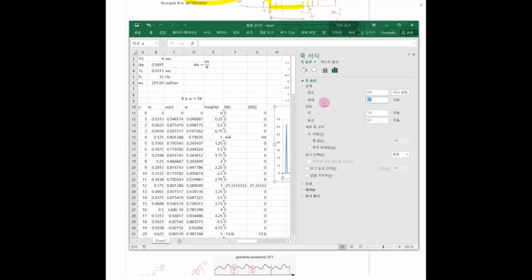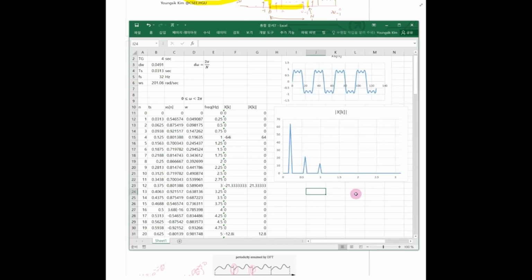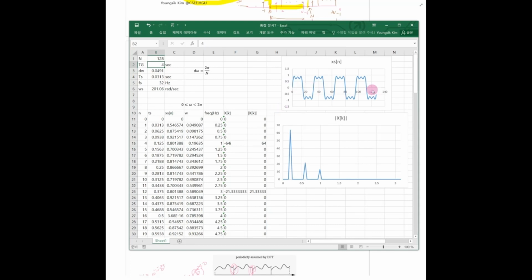Okay, I would like to check that this gating time, at this moment, we measured up to 4 seconds. Even though we reduced the sampling frequency, we gated for longer times. This is the window size.